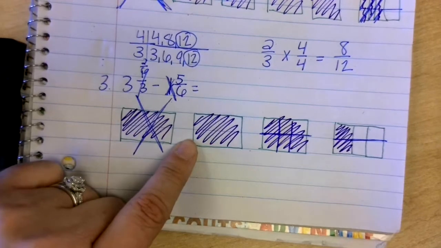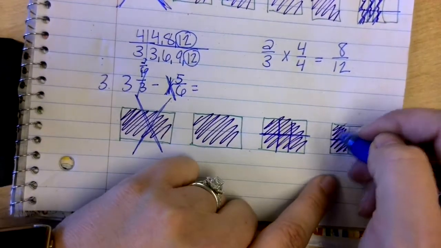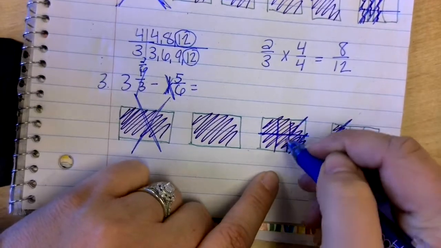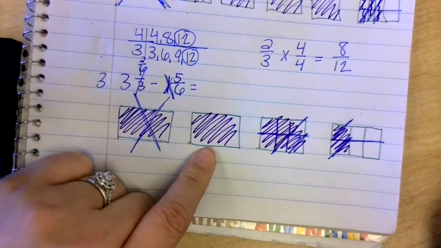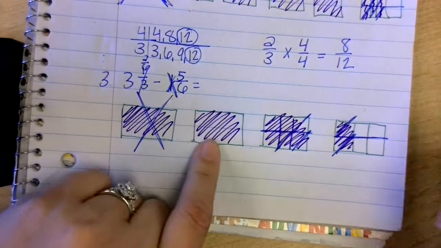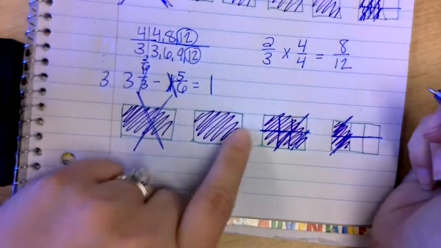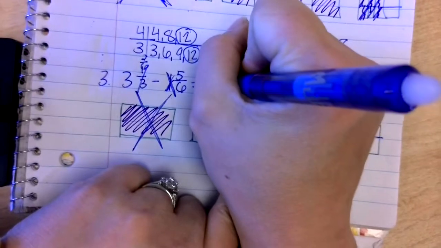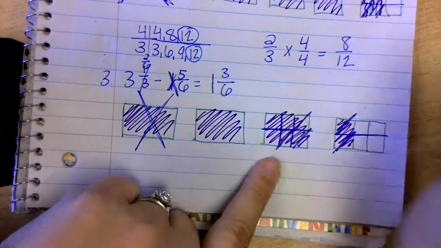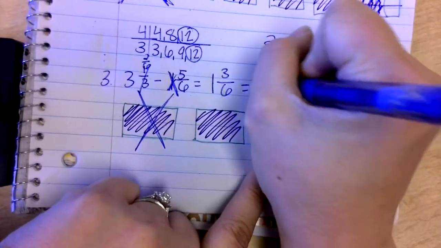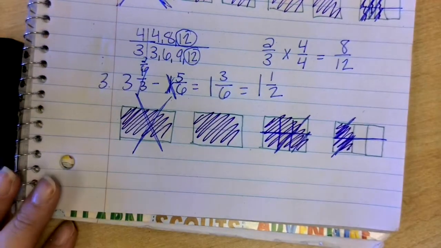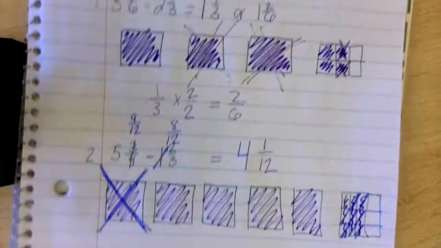I can say, okay, I'm going to take away 1/6, 2/6, 3/6, 4/6, 5/6. And so I'm left with my answer. I have 1 whole still shaded and 1, 2, 3 sixths. Okay, so my answer is 1 3/6, which is equivalent to 1 1/2. So that is how you subtract mixed numbers with unlike denominators by using models.